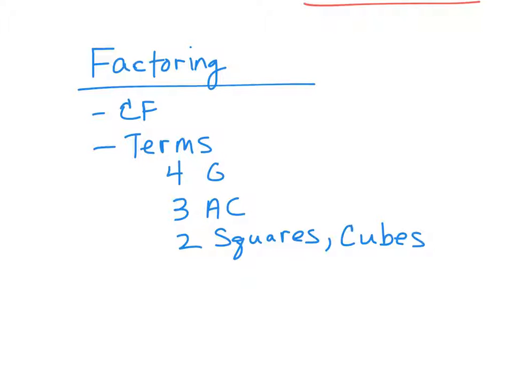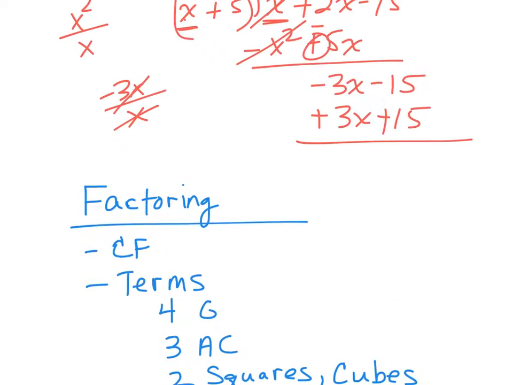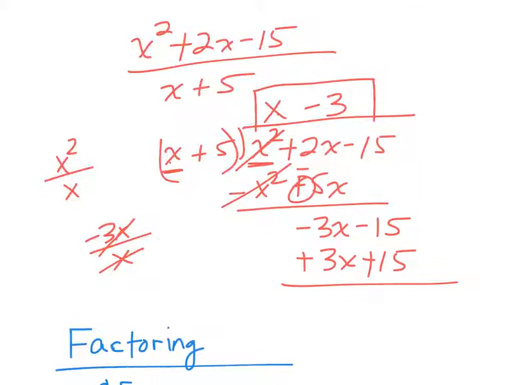I have a question. Yes, ma'am. On the last problem, where it's negative 3x minus 15, and then you distribute the 3, do you draw another line and change the negative?